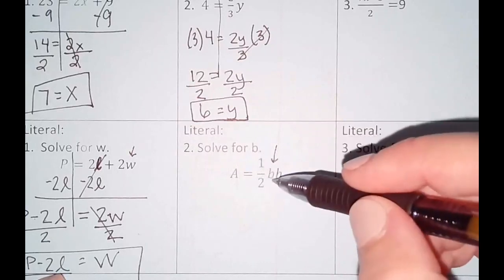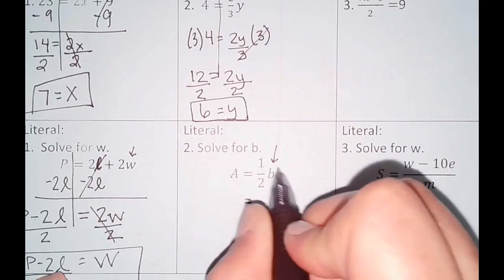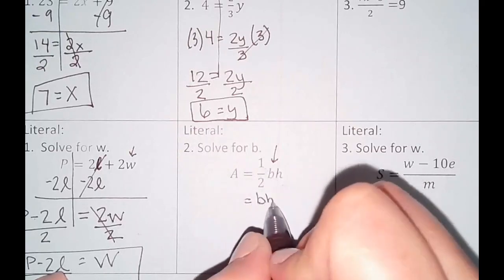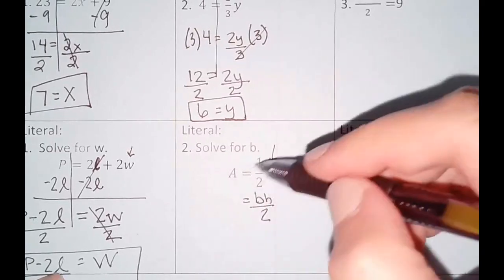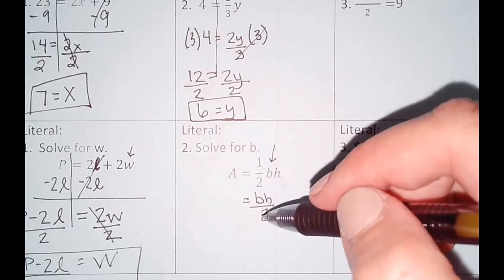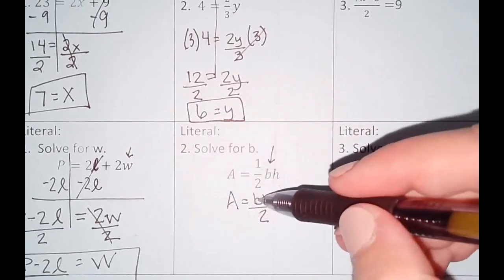Two times a is 2a. On the right side, these 2's cancel, so I'm left with bh. Still trying to get b alone. B and h are mushed together. That's multiplication. I undo that by dividing. We want to keep b, so we're going to divide by h on both sides.